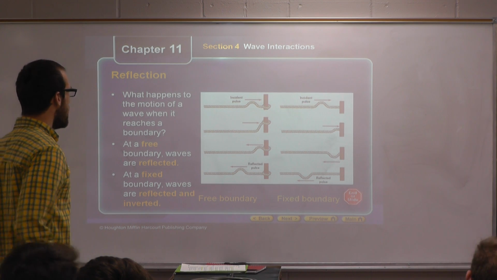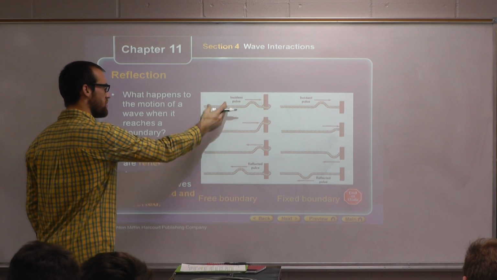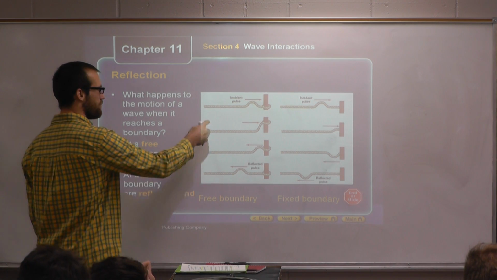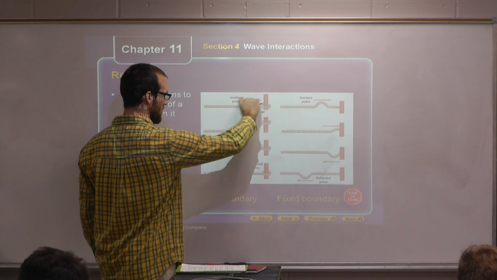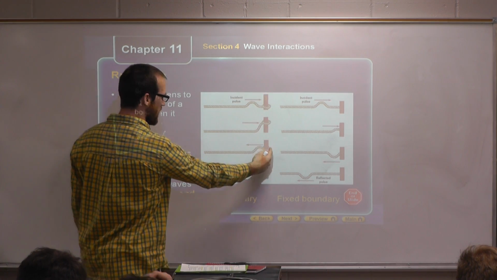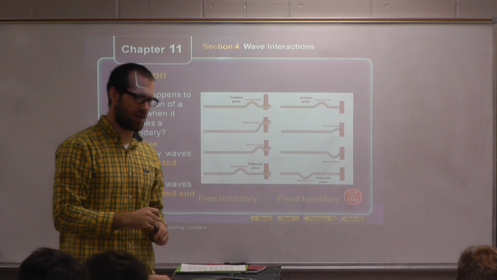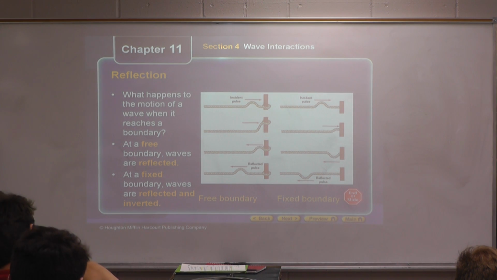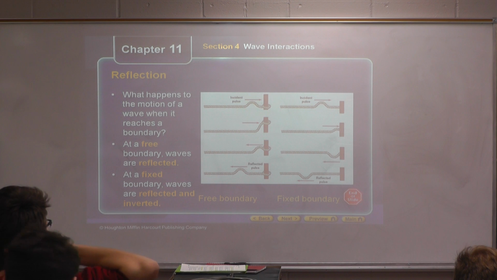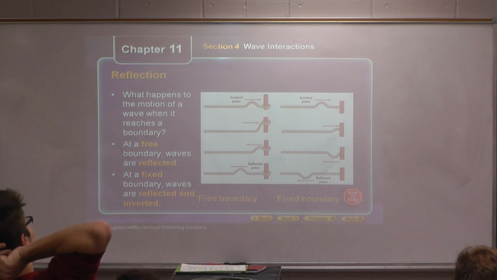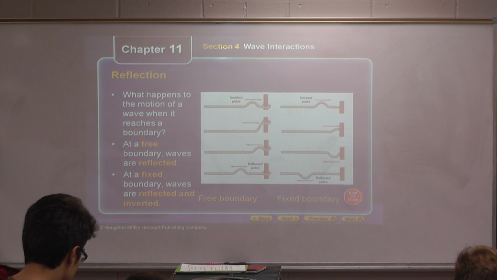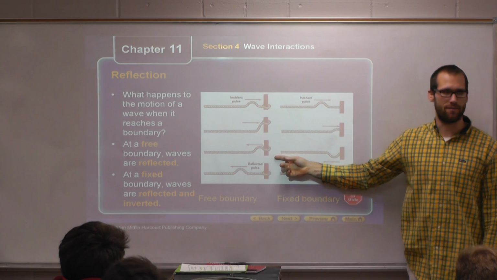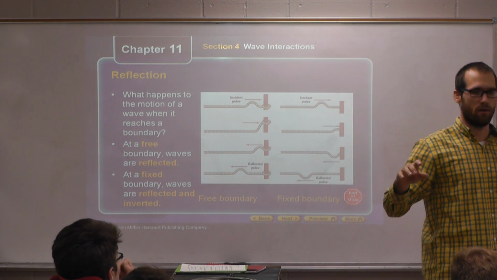So this is what happens to reflection when you have it on a boundary that is not fixed, or free. The pulse wave comes in, allows this to come up, and it comes back on the same plane. It stays on the same side of equilibrium when it gets reflected. If it's a fixed boundary, when it hits that fixed boundary, it inverts when it's reflected. As you can see, it starts above equilibrium and then goes back below equilibrium. Now the amplitudes are the same, but it gets inverted.